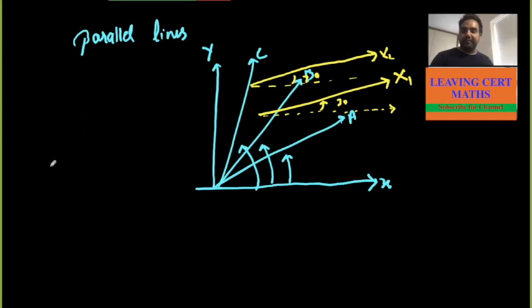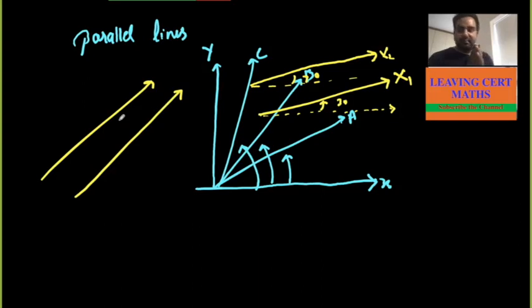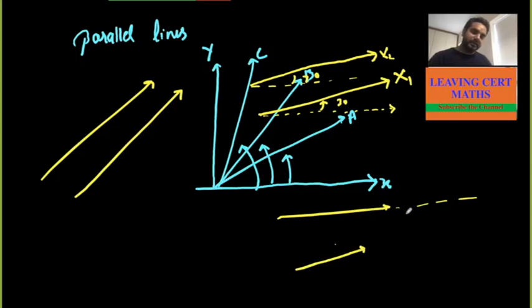If you have two lines like this, they are parallel because they will never intersect. If you make two lines like this, do you think they will intersect somewhere? Yes, because if you make a straight line, they will somewhere intersect, but parallel lines never intersect.